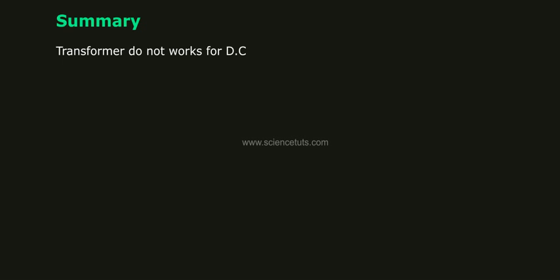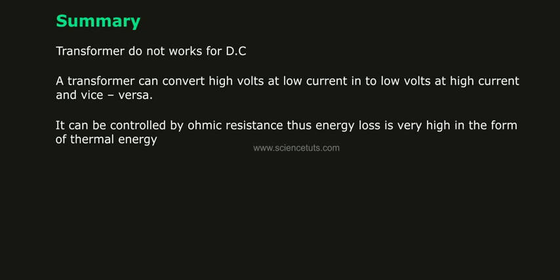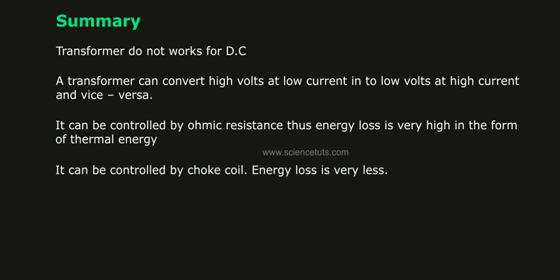Transformers do not work for DC. A transformer can convert high volts at low current into low volts at high current and vice versa, which works for AC. DC can be controlled by ohmic resistance, thus energy loss is very high in the form of thermal energy. AC can be controlled by choke coil. Energy loss is very less.